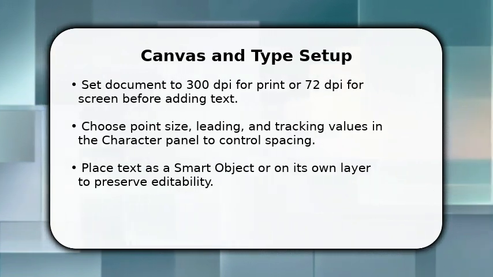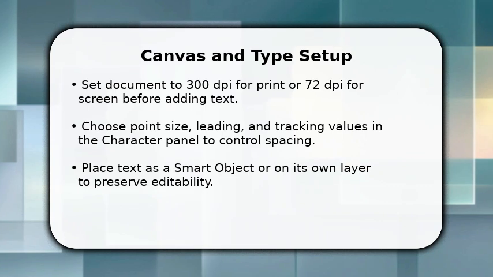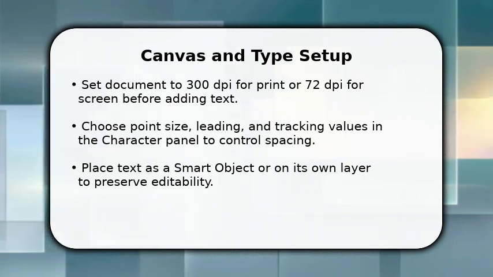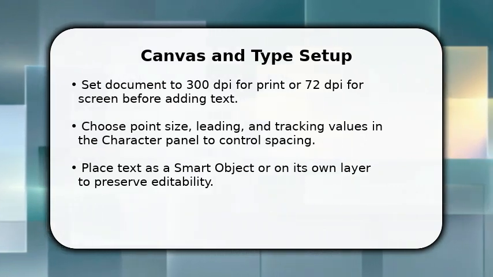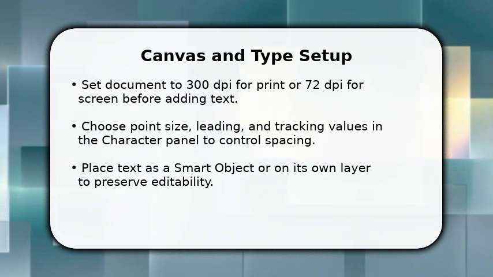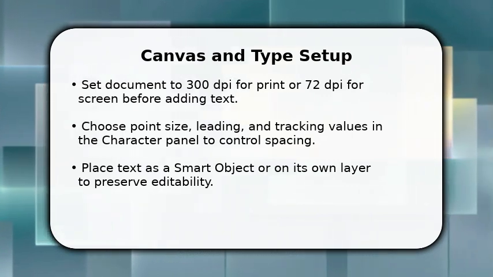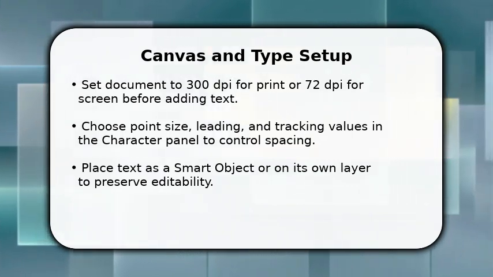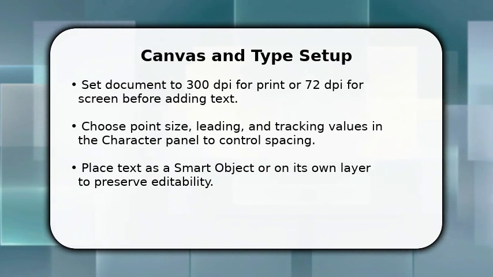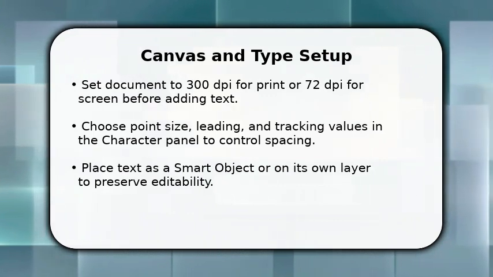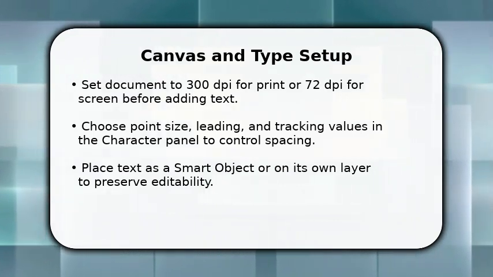Set leading and tracking in the character panel to control vertical and horizontal spacing. Use paragraph alignment for blocks of copy and enable anti-aliasing for smooth edges. Convert complex typographic treatments into smart objects so you can scale without raster quality loss, keeping your original text layer editable.